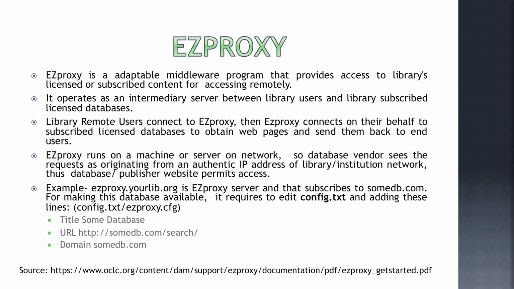In this config.txt or ezproxy.cfg file, the first line is the title, which is the name of the database. In this case it is some databases. Then we have to put the URL of the database, which in this case is http://home.sumdb.com/search, so that we can directly link EZPROXY to the search page of sumdb.com. In the third line we have to put the domain name. So, the domain will be sumdb.com. This is how the access will be provided in EZPROXY.